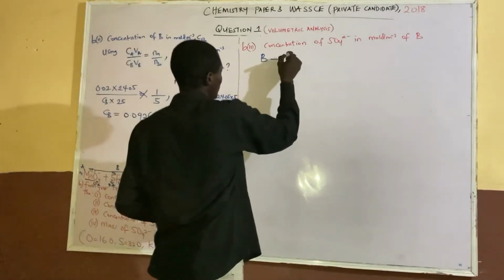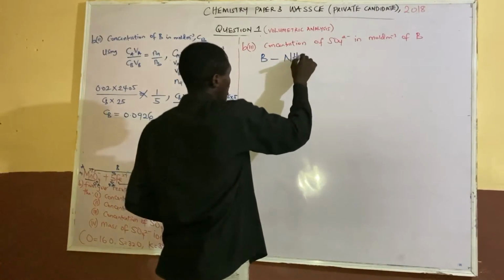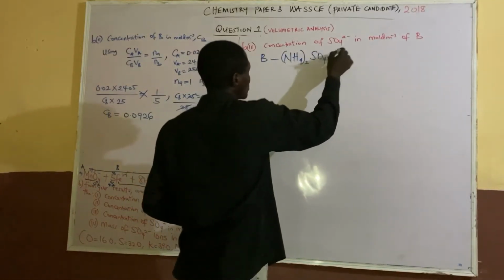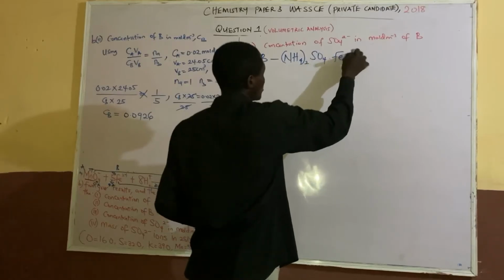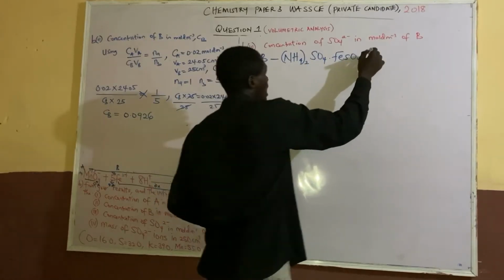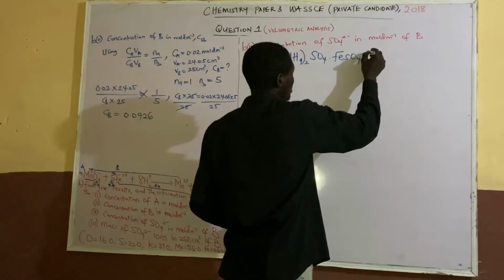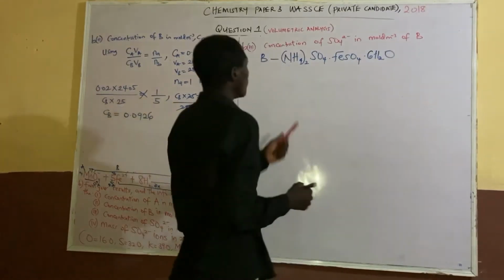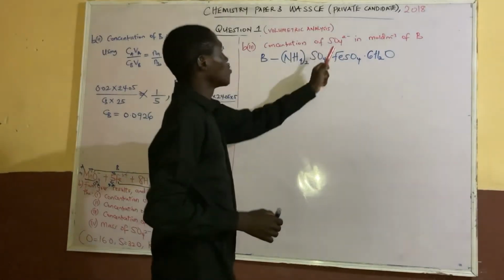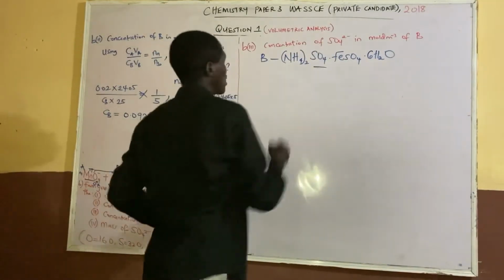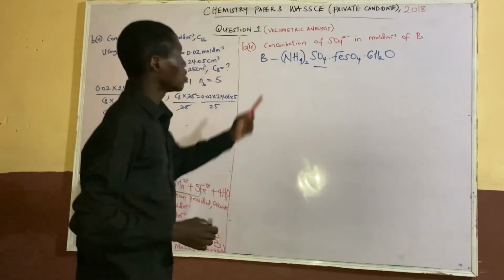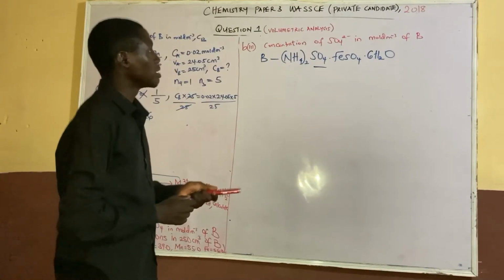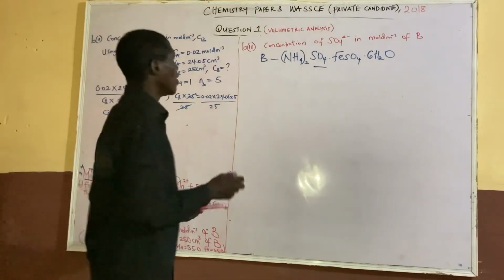ammonium sulfate, iron sulfate hexahydrate, that's 6 water. Now what's the concentration of SO4 2 minus? So we are talking about the sulfate ion here. What's the concentration of SO4 2 minus in mole per dm³ of B? Now how do you get that?